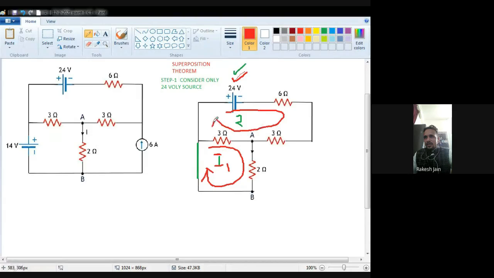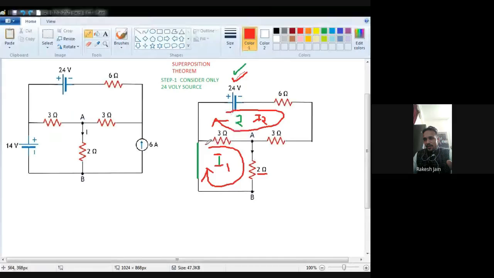Okay, now how to find out this current? Very simple. You can apply mesh analysis, you can apply nodal analysis, anything. Let's suppose I have to find the current through this 2 ohm resistor in each step, then finally the addition of all those steps will be the actual current through this 2 ohm.